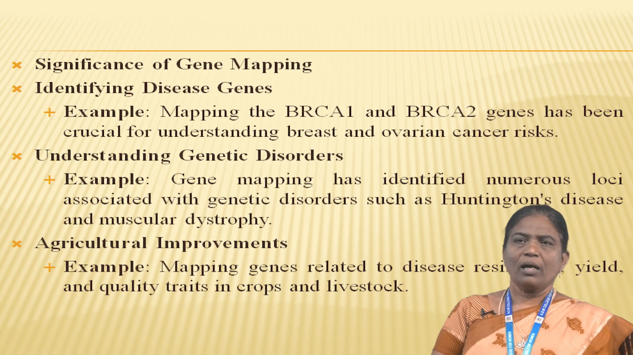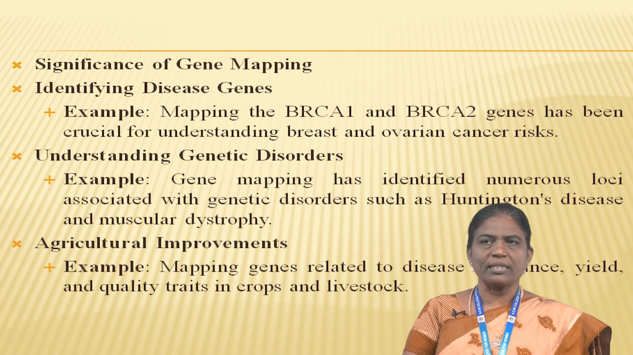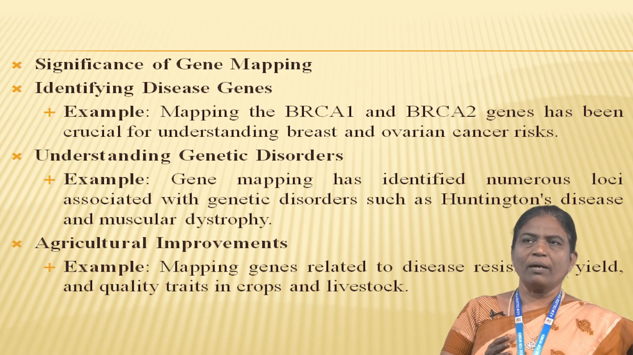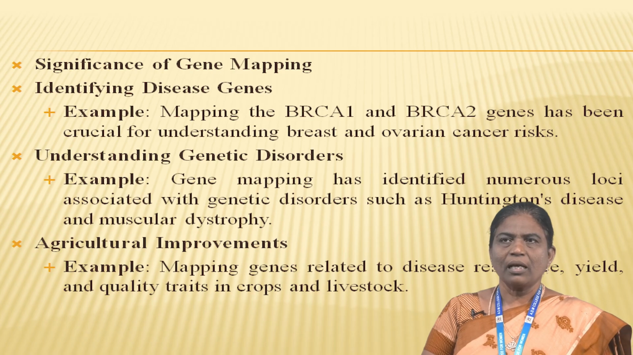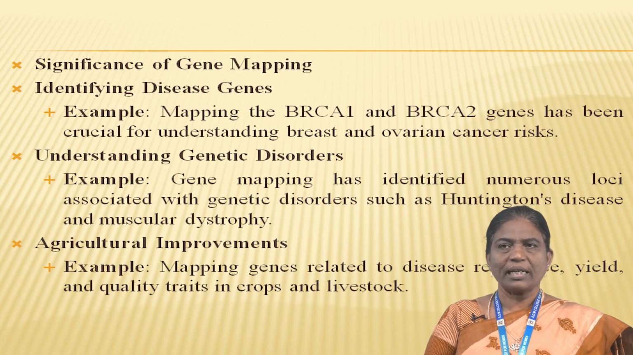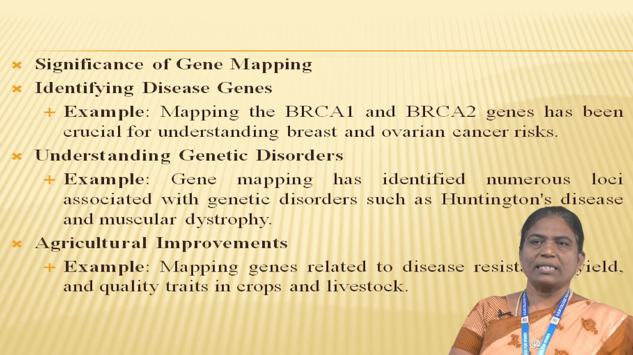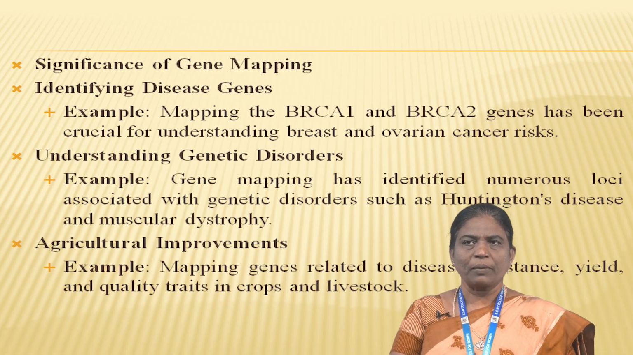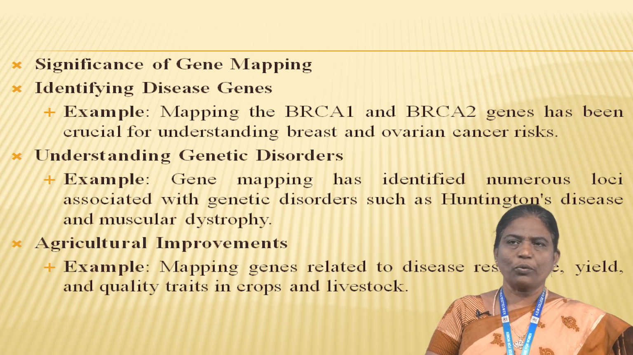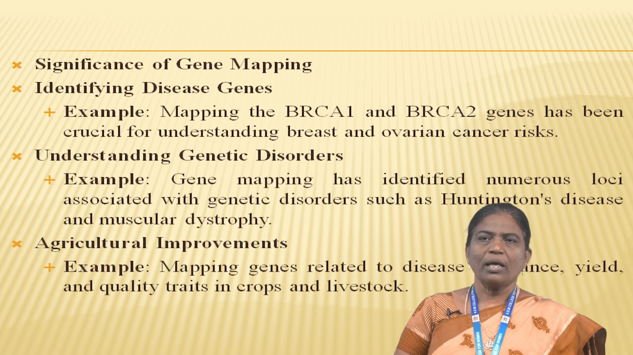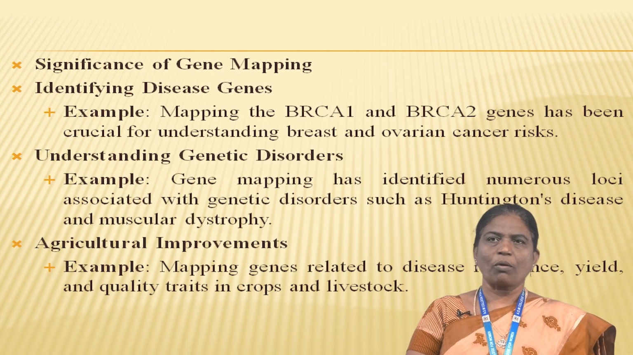And here we can see some examples. For identifying disease genes, we can give the example of the genes crucial for understanding breast and ovarian cancer risk. And in understanding genetic disorders, we can give muscular dystrophy as an example of a genetic disorder. And also in agricultural improvements, mapping genes related to disease resistance, yield, and quality traits, especially in crops and livestock.